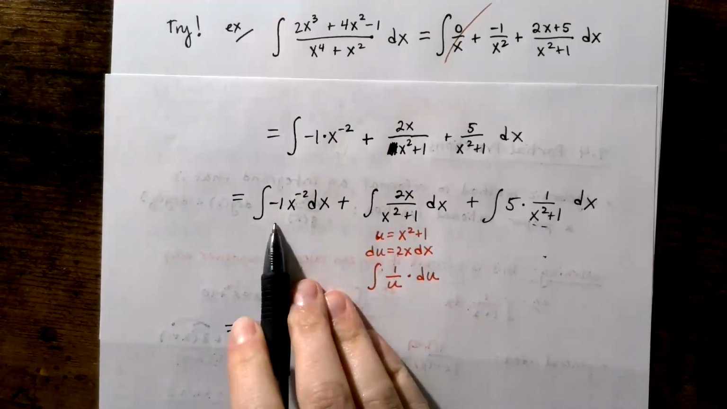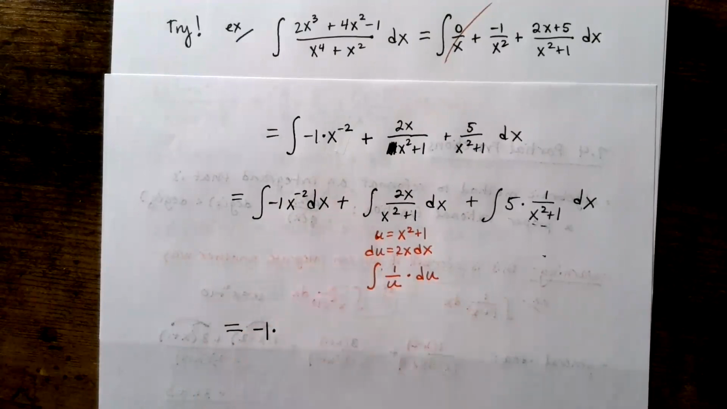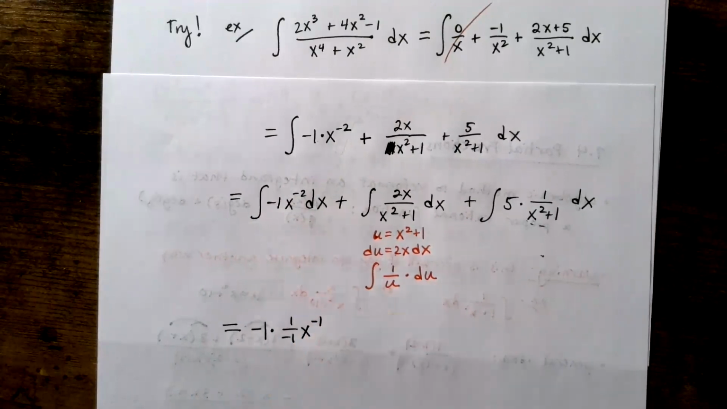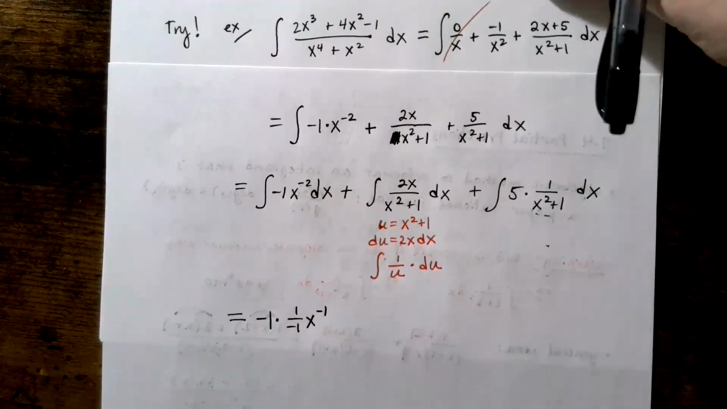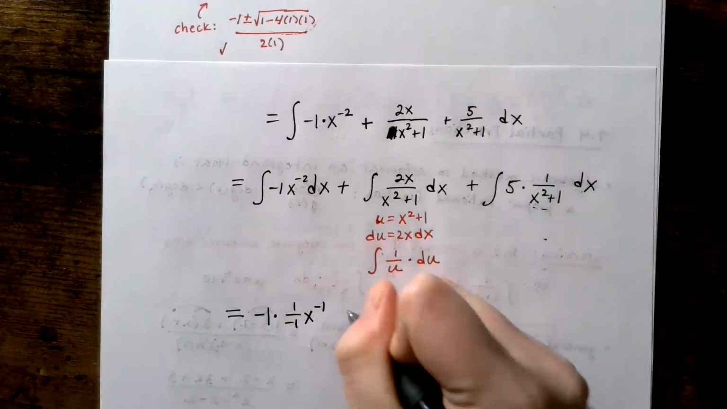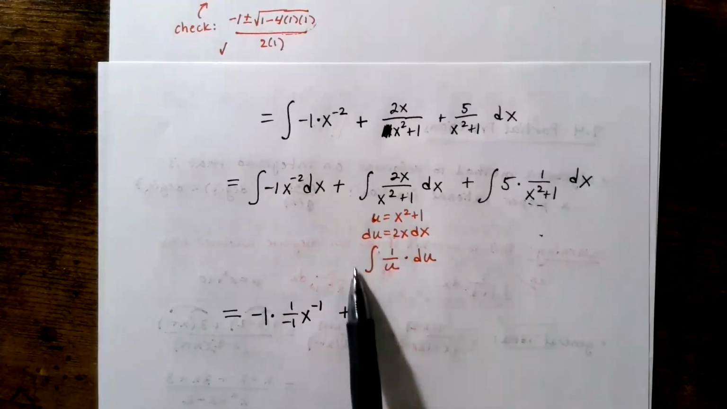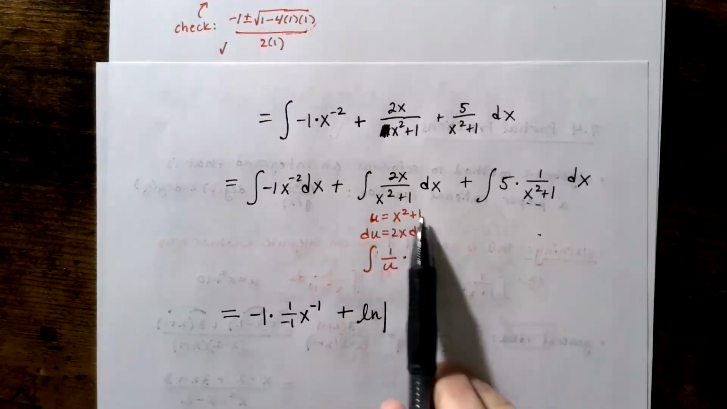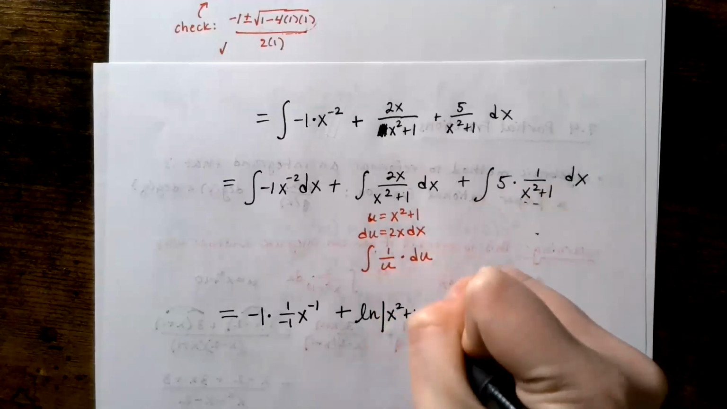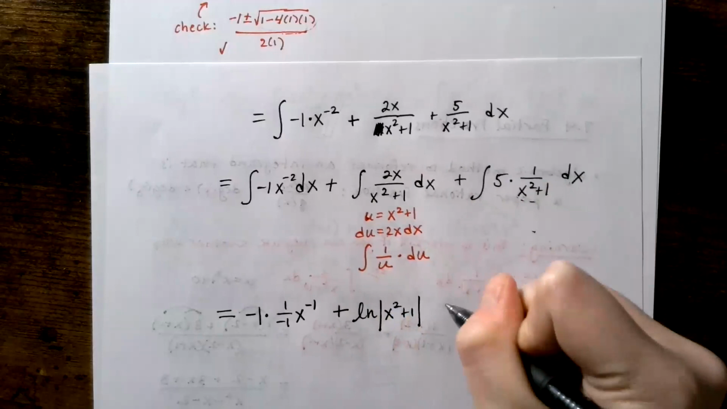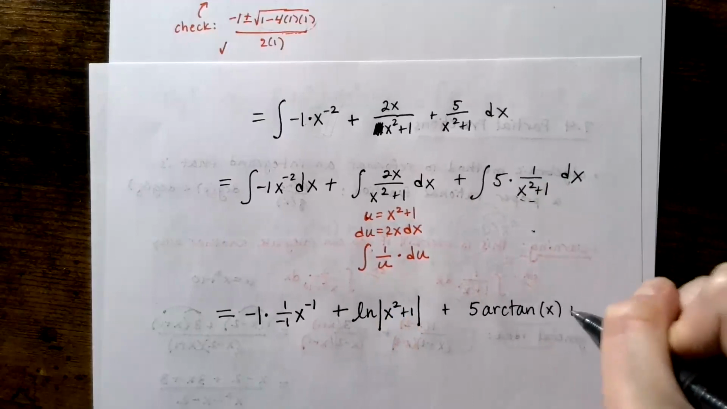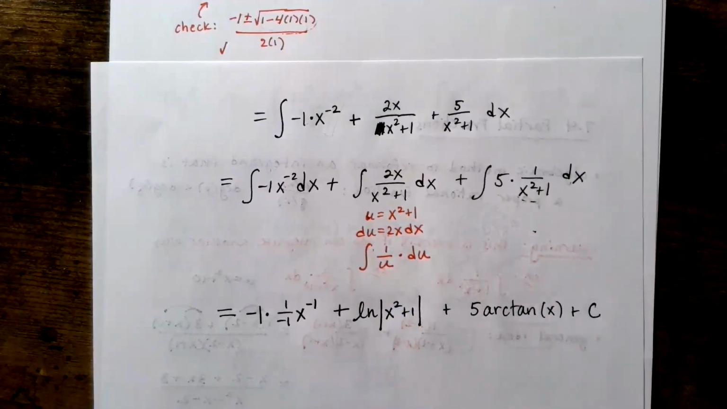Okay, so -1 x to the -2, that -1 carries down. -2 plus 1 is -1. So I have 1 over -1 x to the -1. I'll clean that up in a future step. Over here, this would give me ln of the absolute value of u. I have ln absolute value, and I'm going to put x squared plus 1 back in for u. Okay, and then finally, I have 5 times, I always use the arctan notation, but inverse tan is also fine for something like that. If no one's telling you to simplify, you could leave it here.